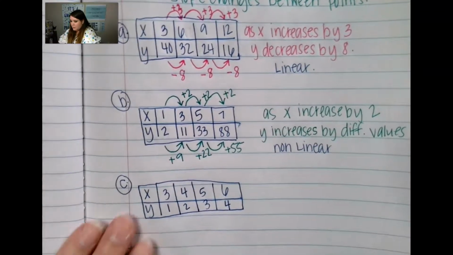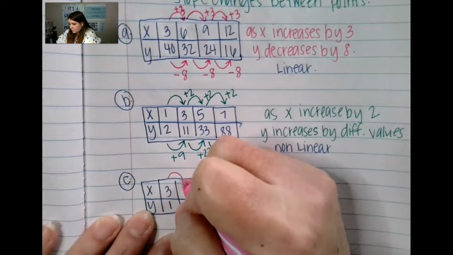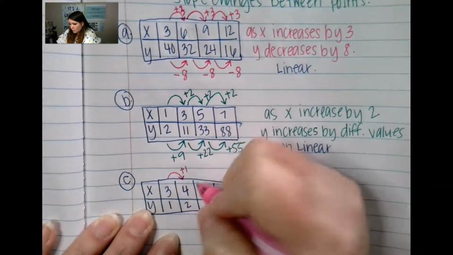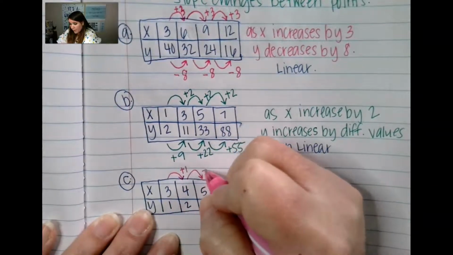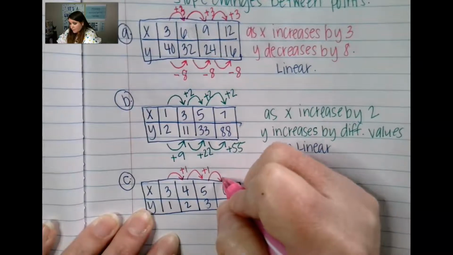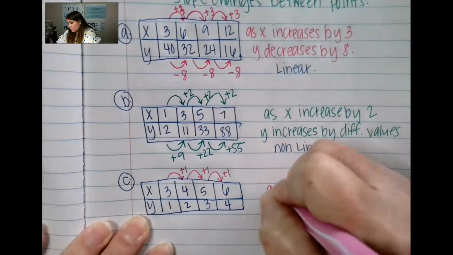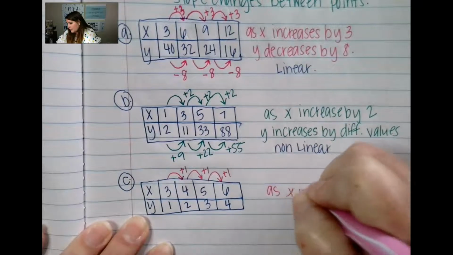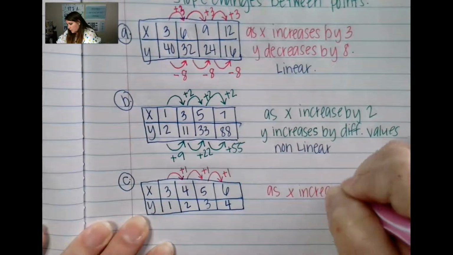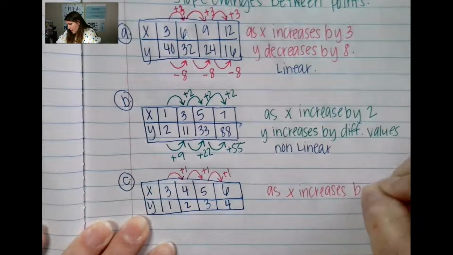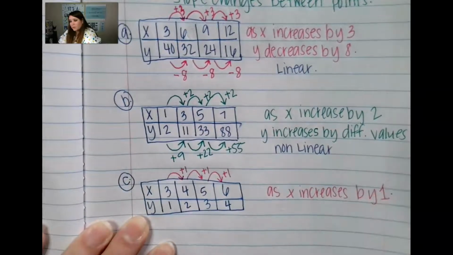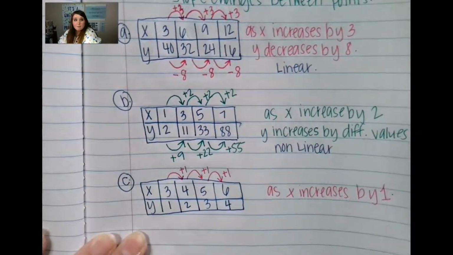There we go. Okay, so as 3 moves to 4, it's adding 1. 4 to 5 adds 1. 5 to 6 adds 1. So far, we're seeing that as x increases by 1, we're going to look and see what happens to the y values.